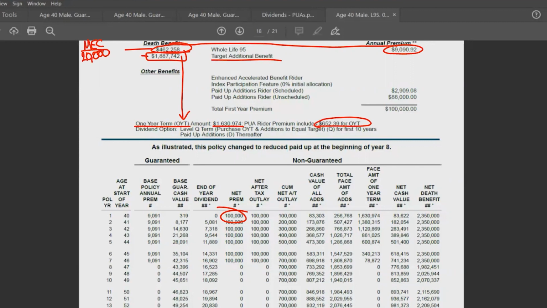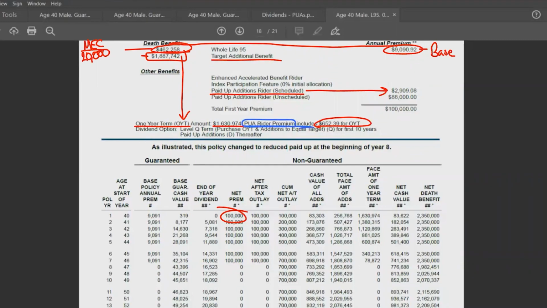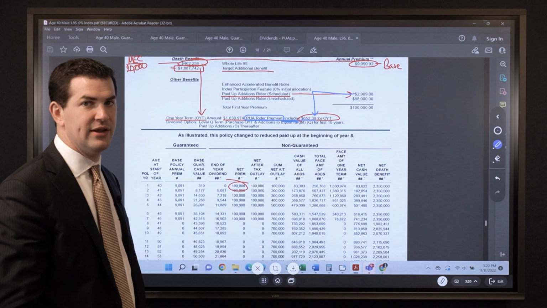So up here, base premium. Then we've got here a scheduled PUA payment of $2,900. Check this out. PUA rider premium includes $652, meaning the scheduled PUA payment I have is first satisfying the term cost, and then everything else is being kicked back into PUAs.